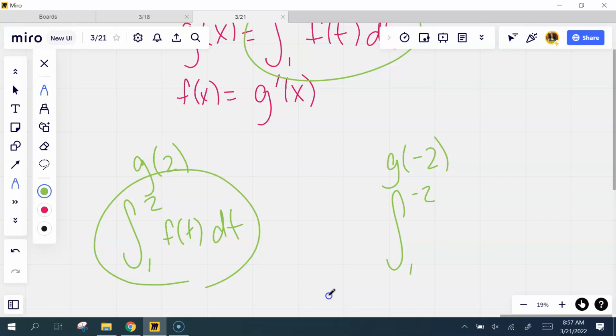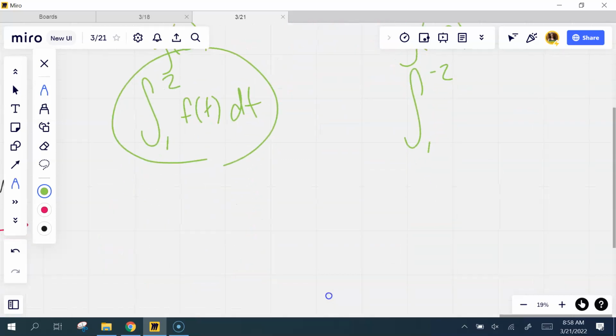So from 1 to 2, if you look on your graph, it's this little teeny triangle right here, right? It's got a base of 1 and a height of 1/2. It's going to be negative because it's under the x-axis. 1/2 times 1/2 times 1, and because it's under, it is -1/4. That was a point.